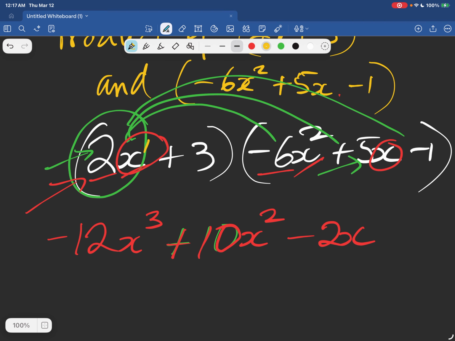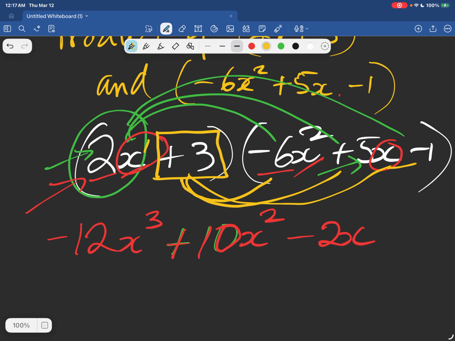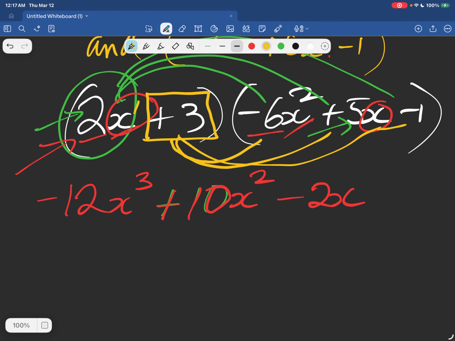Now, we are going to use the second item in the first parentheses, which is positive 3, to multiply everything in the second parentheses. Watch closely. We are going to do positive 3 times negative 6x squared. See? Positive 3 times negative 6x squared gives negative 18x squared. Positive times a negative gives a negative.